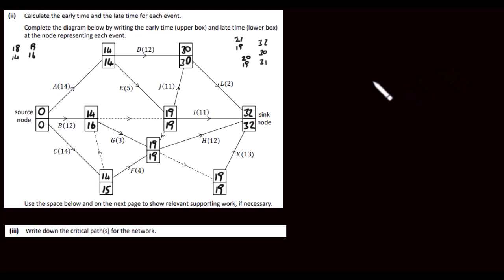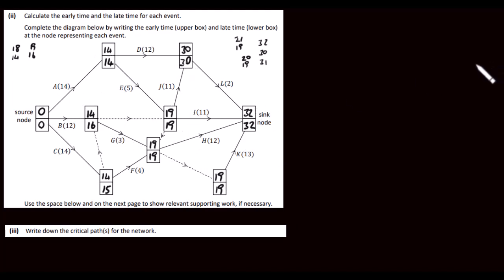So the critical paths are going to involve the nodes with the same early and late times. So we're looking at from up along here, along A, down to E, up along J, and then down along L to the sink node. That's one anyway. We have another one here where we can go from up along A down to E, and then you've got a dummy activity here, and K as well. So we've got A, E, K, and we've got A, E, J, L.